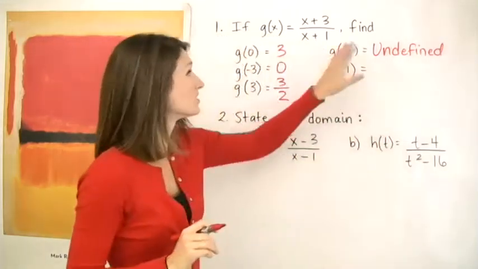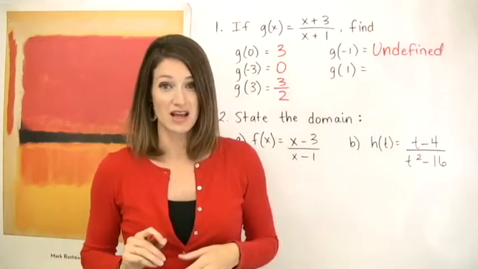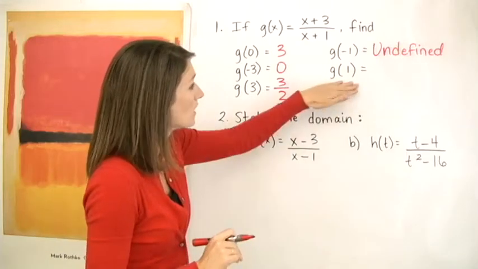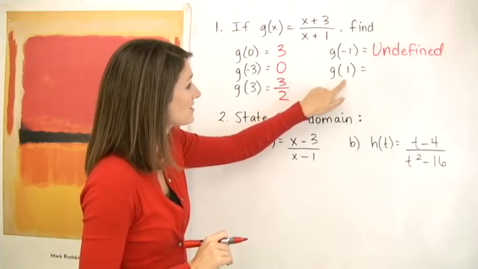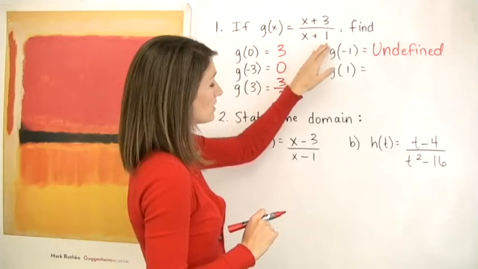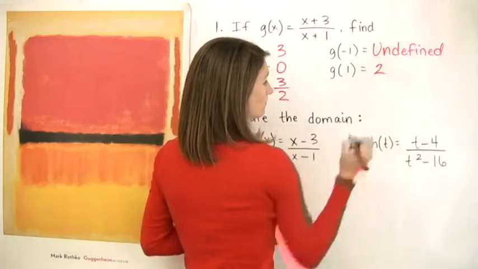So that's important to look out for what values will make the denominator in our given function 0 and therefore undefined. So one last value to find, if x equals 1, 1 plus 3 is 4, over 1 plus 1 is 2, so 4 over 2 gives us 2.